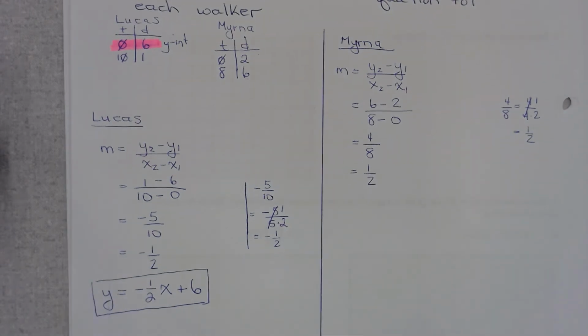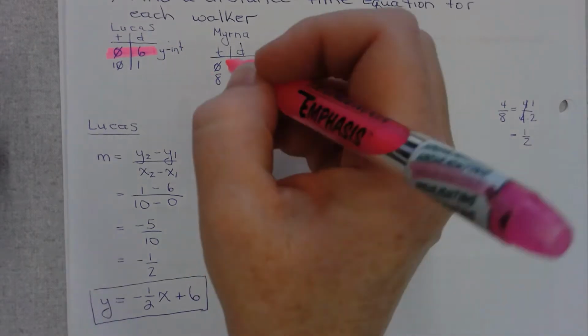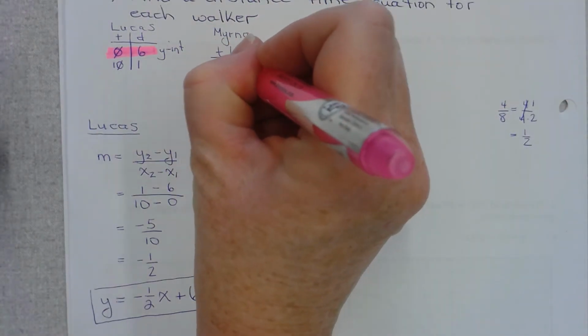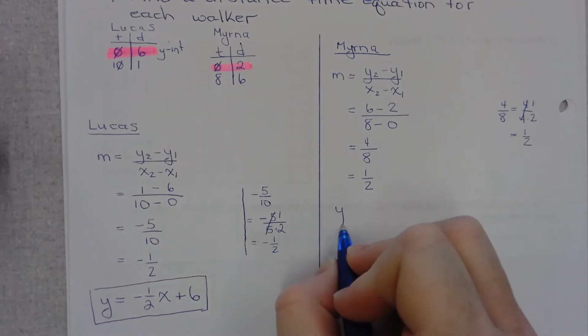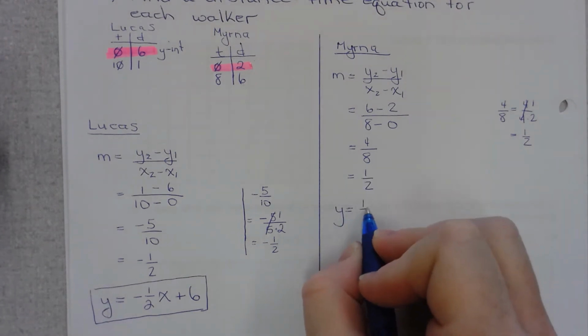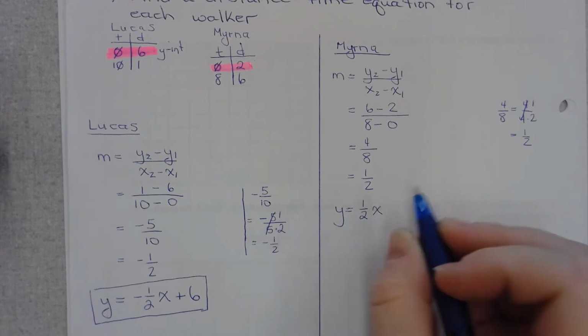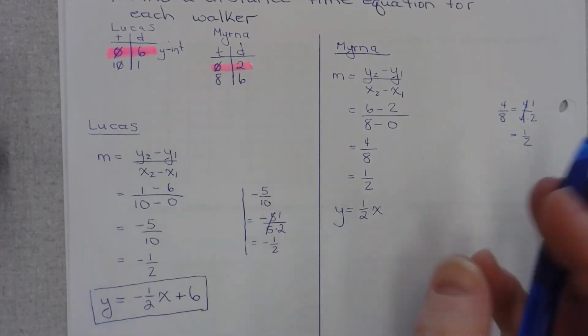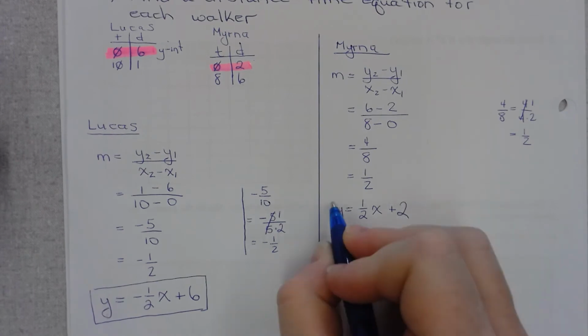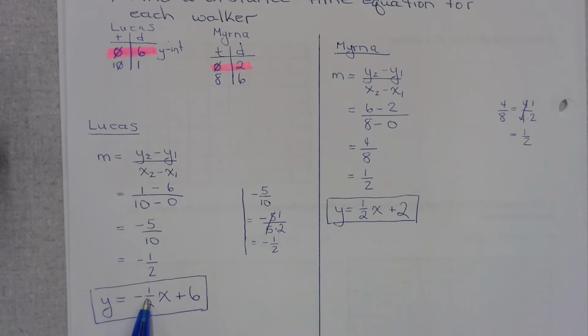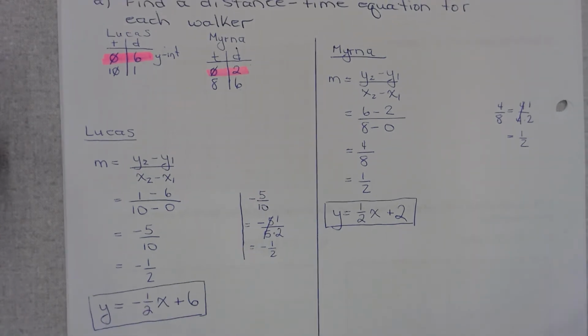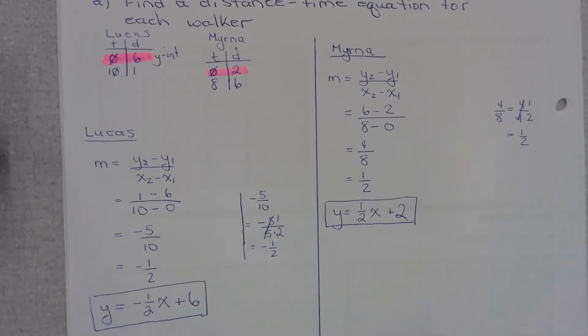Again, I'm very fortunate in that I already know the y-intercept for Myrna, because the y-intercept is when time is 0. So in this case, my y is going to equal 1/2 x, and when time is 0, distance is 2, so plus 2. So I now have both of my equations, the equation that models Lucas's behavior and the equation that models Myrna's. So part B says, at what time were they the same distance apart?